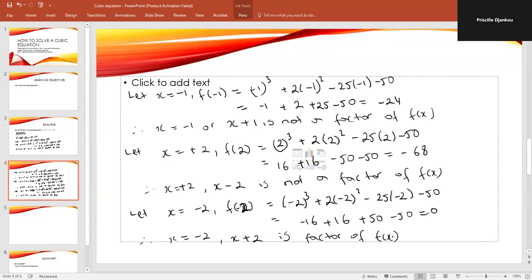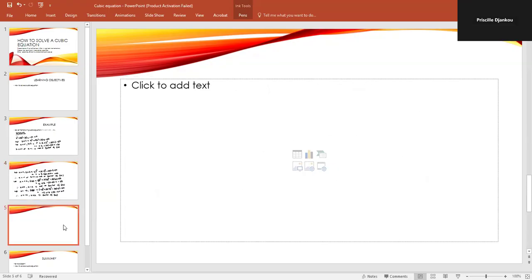This is good news. We've now gotten a factor. After having a factor, we now use long division to obtain the quotient when the function f of x is divided by x plus 2.